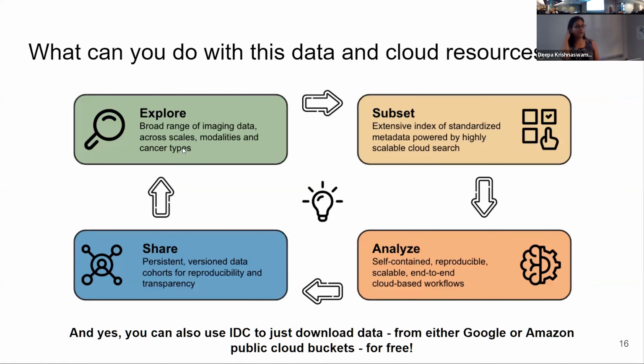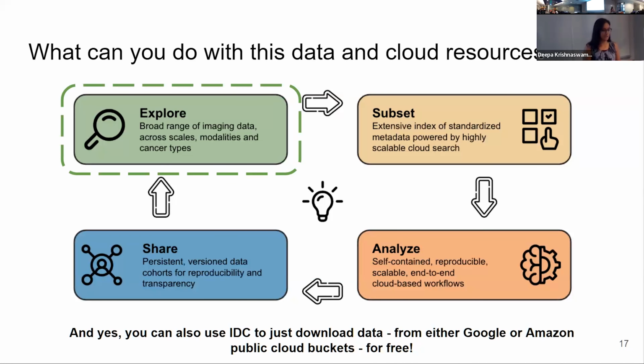Okay, so now that you have this data in this data commons and you have some cloud resources, what can you actually do with all of this? The first thing you probably want to do is just explore your data. You want to see what types of data there are, what modalities, what segmentations are available. After this, you want to choose a specific subset of that data that fits your particular AI workflow needs. After that, you want to analyze it, apply your algorithm to it, and then hopefully share your data in a reproducible manner.